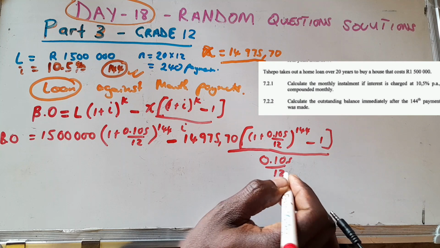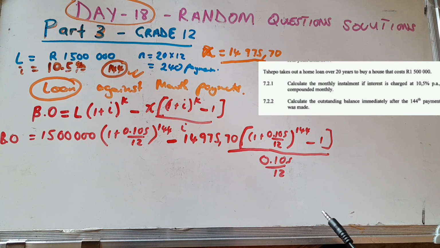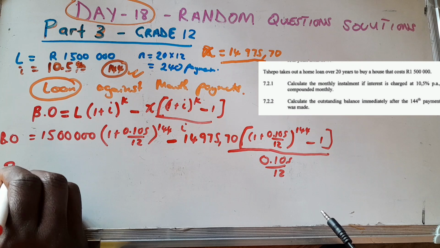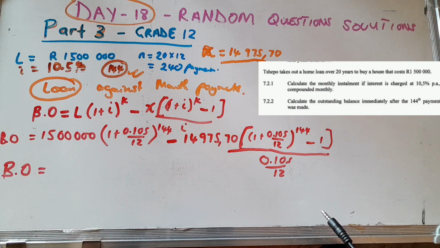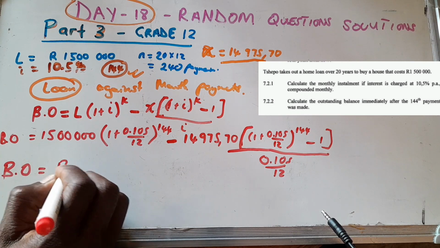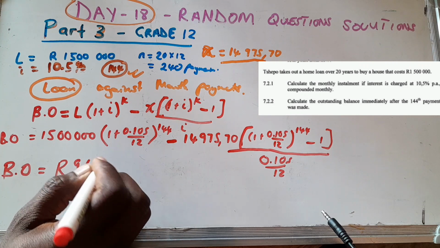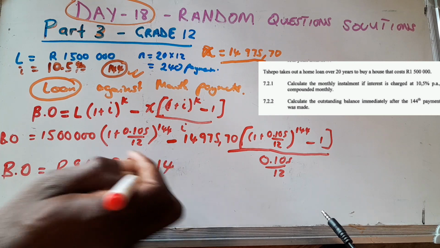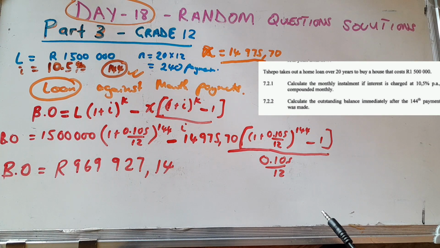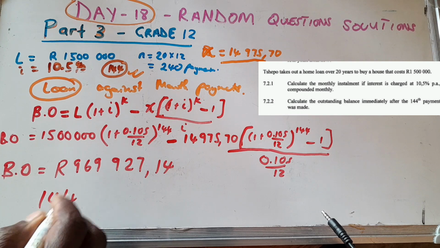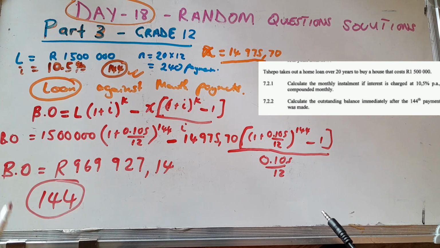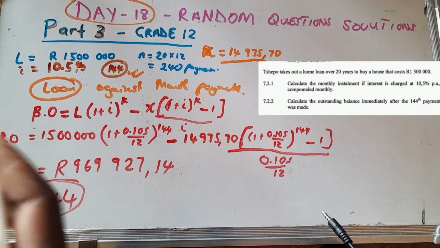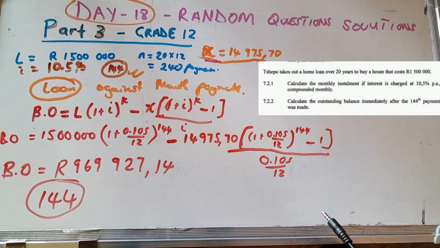And when we punch this whole thing into your calculator, you are going to find that your balance outstanding is 969,927.14. So this is the balance outstanding after 144 payments were made. So that one was saying 0.74, and this one is saying 0.14. I'm sure it's because of rounding off when finding our value of x. But anyway, this is how you deal with this.